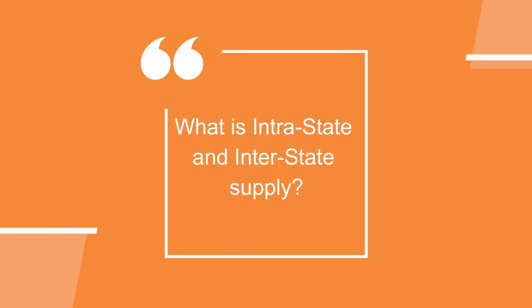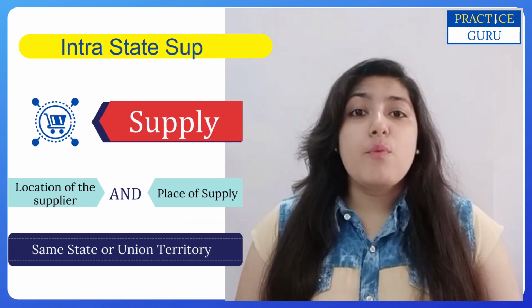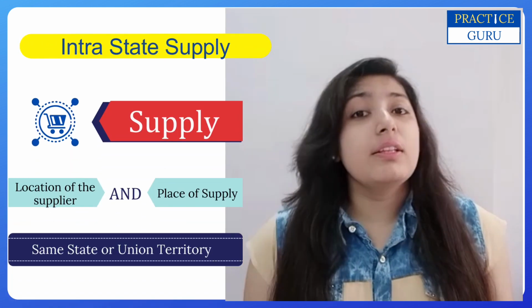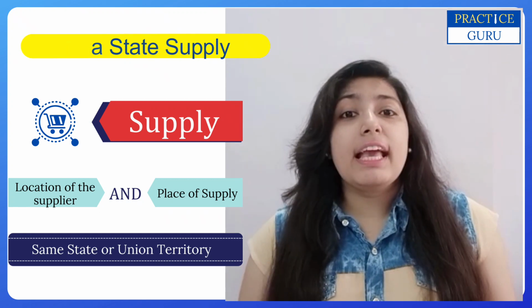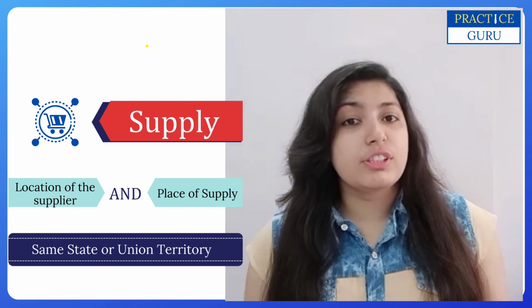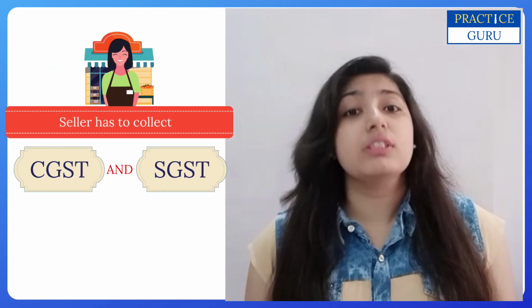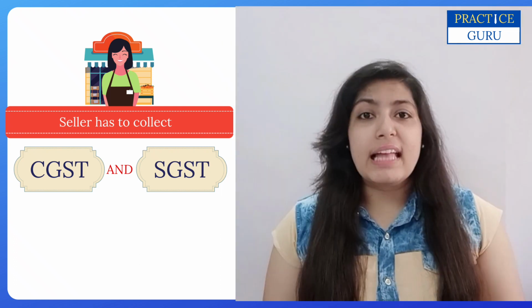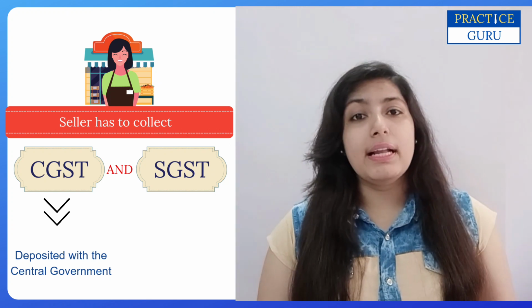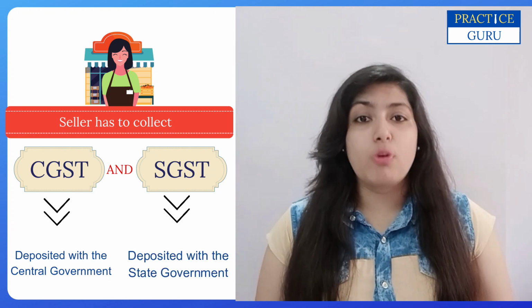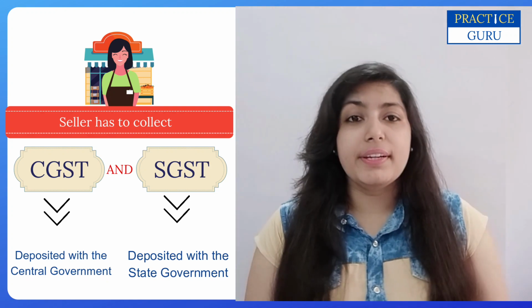Let's understand what is intrastate supply and interstate supply. Intrastate supply refers to a supply where the location of the supplier and the place of supply are in the same state or union territory. In case of such supply of goods and services, the seller has to collect both CGST and SGST. Thereafter, the CGST portion gets deposited with the central government and the SGST portion gets deposited with the respective state government.